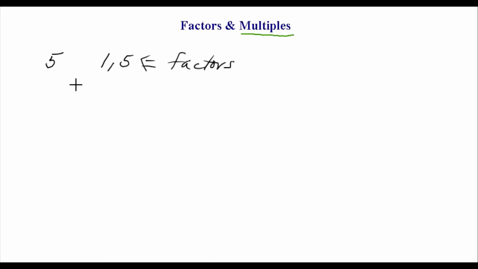The multiples of 5 are simple. It's 5, 10, 15. So we're just counting by 5, right? That's all we're doing. In fact, what we're doing here is this right here is just 5 times 1. This right here is just 5 times 2. 5 times 3, and so forth. So if we're asked to list the multiples, this is what we do. Okay, and we go on and on and on.